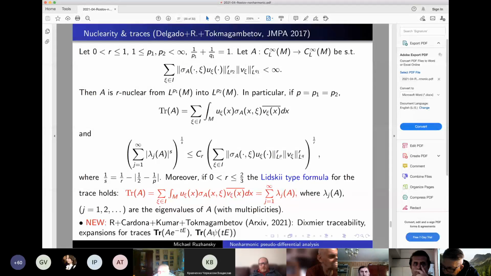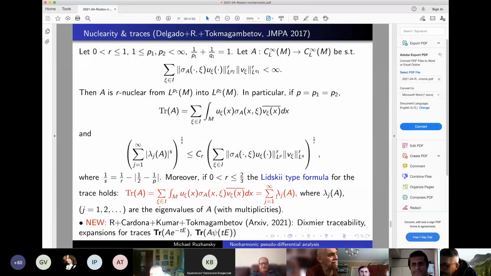And more interesting is that if we have this condition R between 0 and 2/3, then we have a Lidskii type formula, which means that the trace, defined as an integral over the kernel on the diagonal, the first formula, is also equal to the sum of eigenvalues. So this is in Hilbert spaces, this is the Lidskii formula, but by Lidskii.